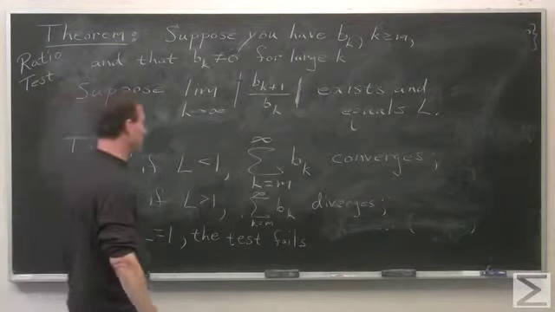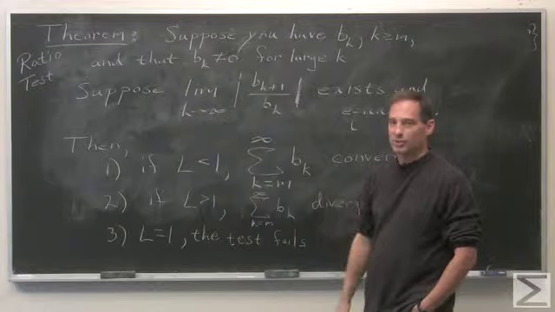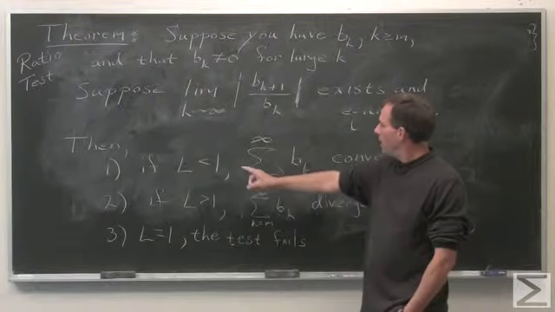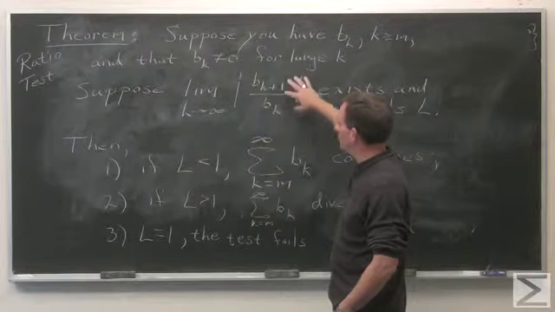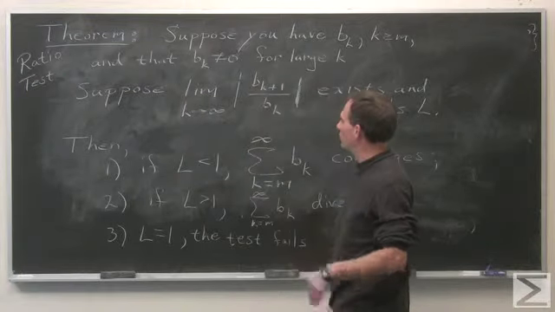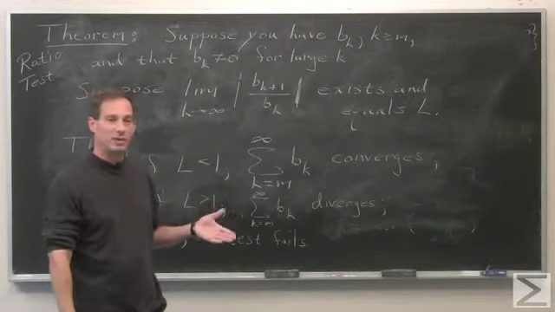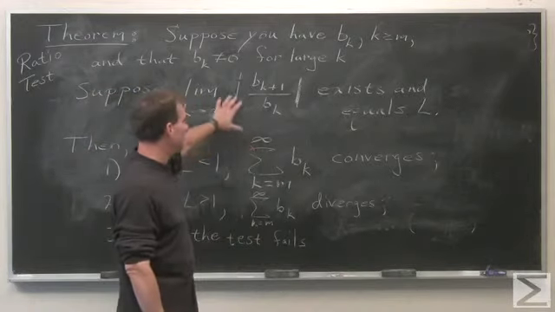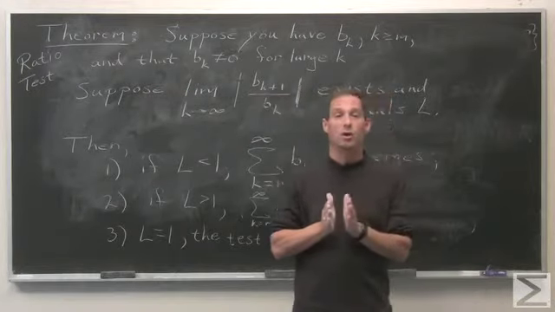And it isn't too hard to understand what's going on here. We've looked at geometric series. In fact, we know that geometric series have a radius of convergence of 1. And what this says is, if L is less than 1, well, when k is really big, this ratio is less than 1. But that means that the absolute value of bk plus 1 is less than or equal to the absolute value of bk times something that's less than 1. It means the b's are like a geometric series where what you multiply by each time is less than 1.